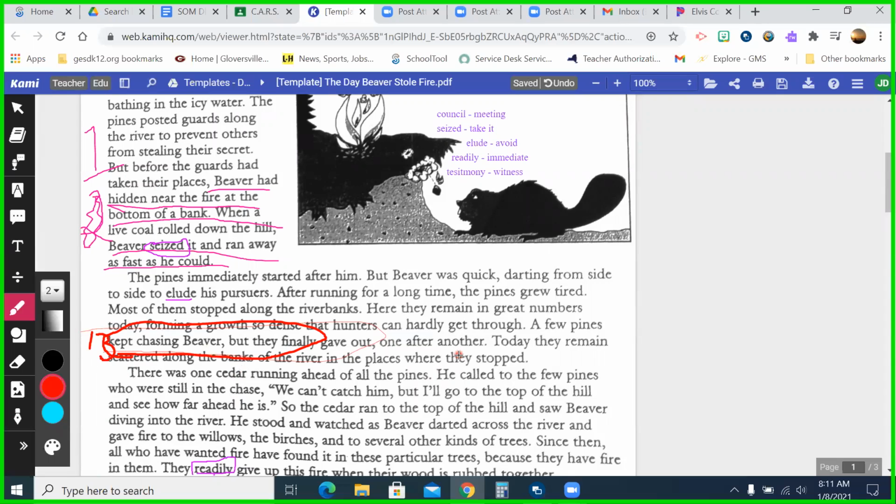Right? If it's a prediction, you're basing your prediction on something that happened in the text. Figure out what that is in the text that's making you pick what you're picking. Find it, underline it, label it.